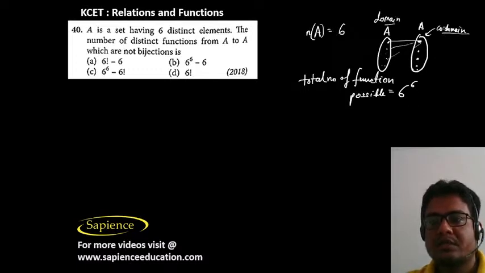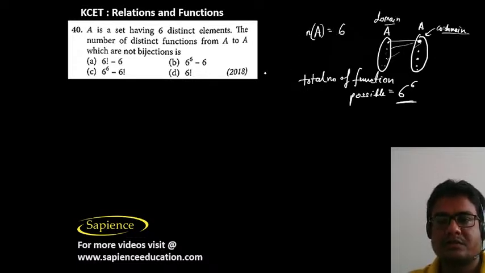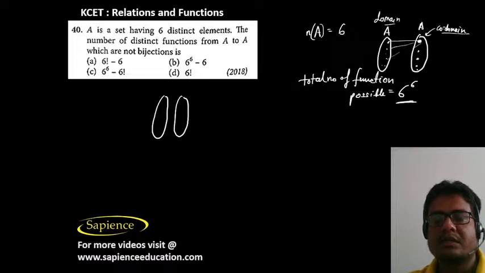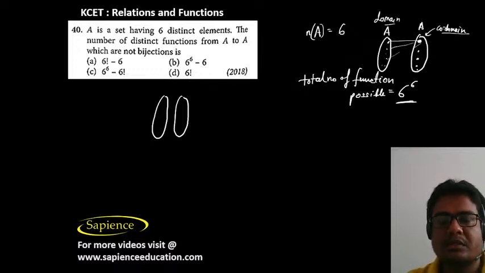So there are 6 elements, and 6 elements will have 6 power 6 options. So six options for every element. So 6 power 6 is the total number of possible functions. But here it is told the number of distinct functions which are not bijective functions. So first we can find out how many bijective functions are there, and that we can subtract from this, and then we will get those functions which are not bijections.